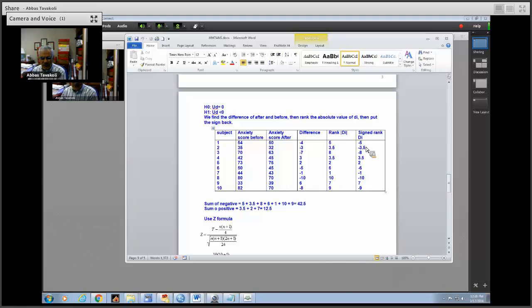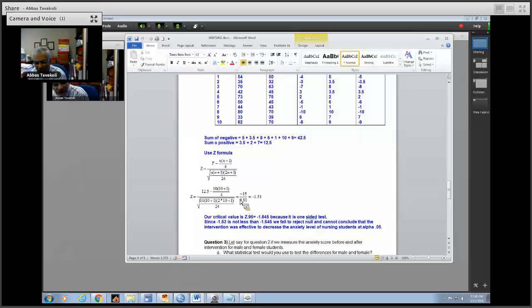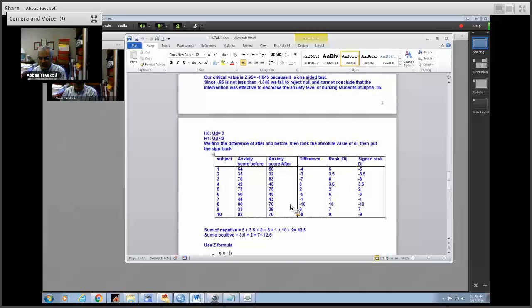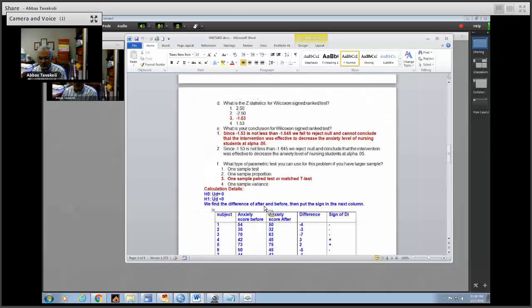For the Wilcoxon signed rank test, you take the difference, then you rank the absolute values. If you have two values the same, you average those. For example, 3 and 3, that's the reason we got 3.5. Then you put the sign back, and then you sum the negative values and sum the positive values. The positive value is 7 plus 2 plus 3.5, which is 12.5.